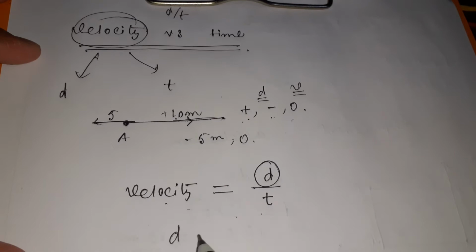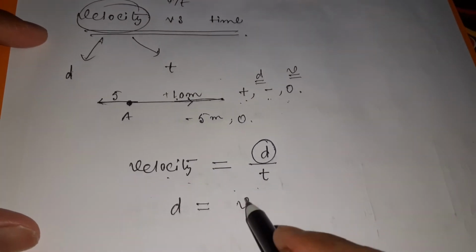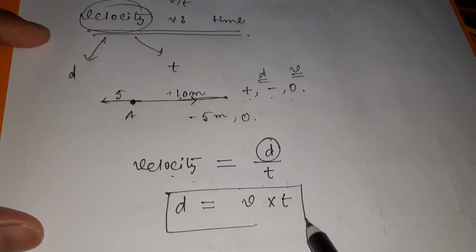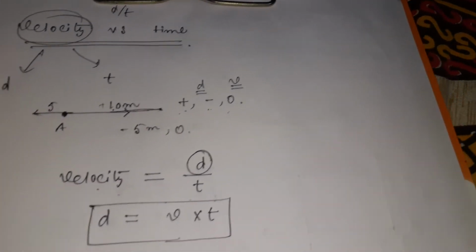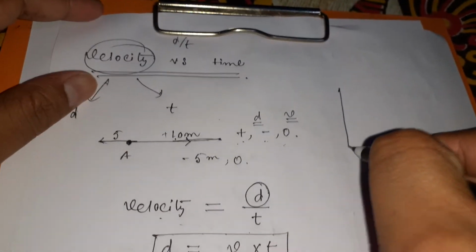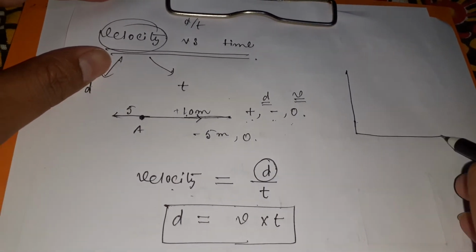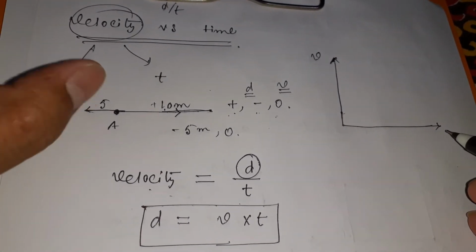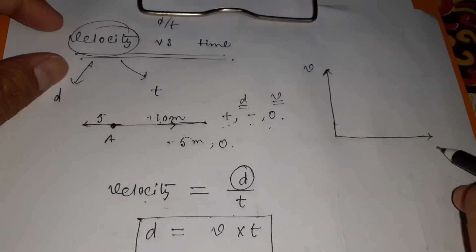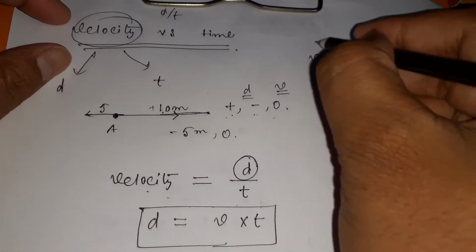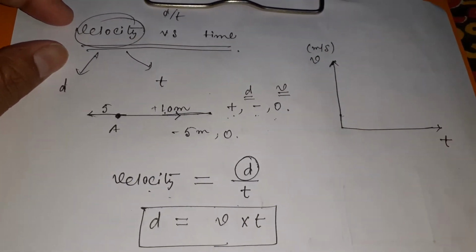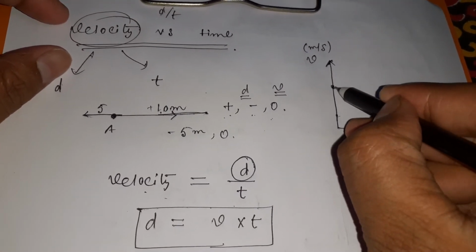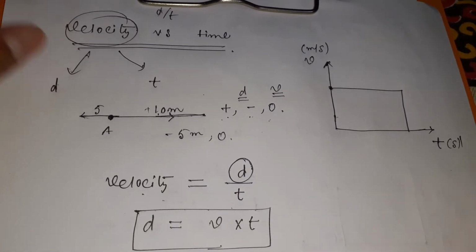How can you calculate? Displacement is equal to velocity into time, v into t. So from this formula we can calculate. I am giving you one example, it will be clear to you. Suppose one velocity time graph I am just drawing here. This side, the y axis, will always give you the velocity and this side will be time. Maybe velocity in meter per second and time in second. Okay, suppose this type of graph is given to you.